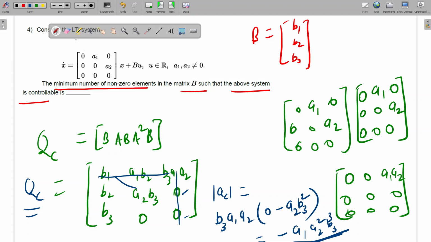So how many elements should be non-zero? This is our matrix B. Our determinant is depending on this B. QC value is depending upon this B. But here only one term is there, B3.